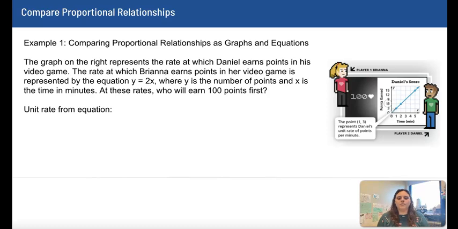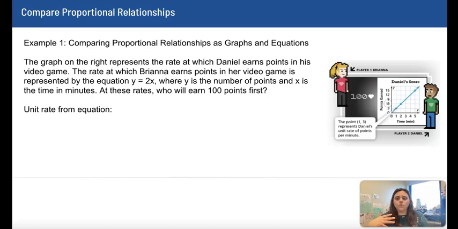In our first example, we are going to take a look at comparing proportional relationships as graphs and equations. The graph here in the picture represents the rate at which Daniel earns points in his video game. The rate at which Brianna earns points in her video game is represented by the equation y equals 2x, where y is the number of points and x is the time in minutes. At these rates, who will earn 100 points first? Basically, it's asking who is going faster.